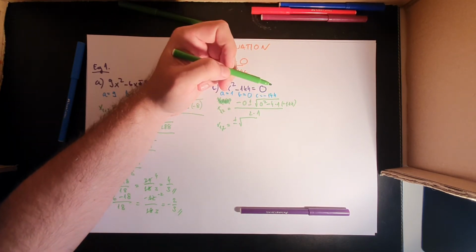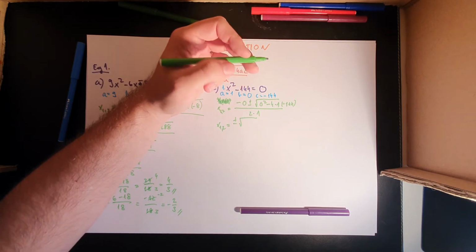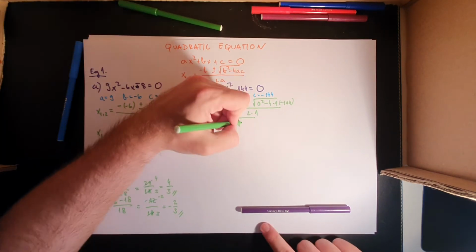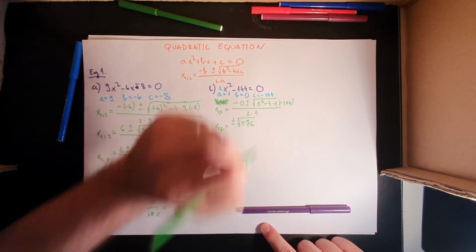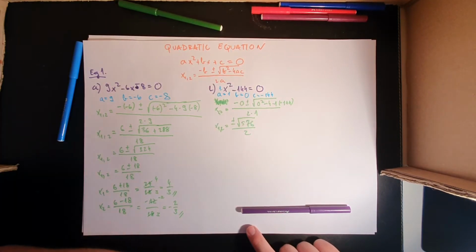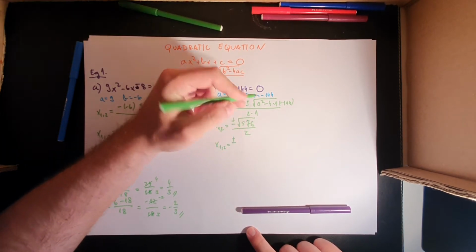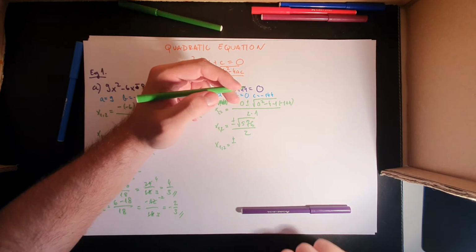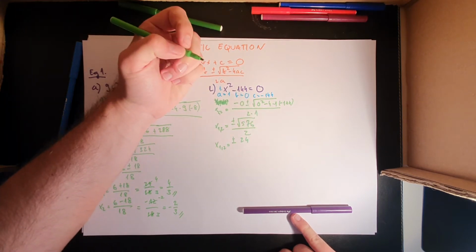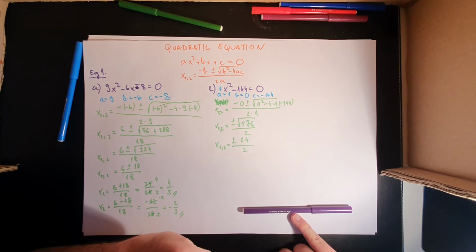4 times 144 is going to give us 576, I believe. And this is going to be over 2. Now, the following step is to see if we can root it. Plus minus the root of 576 is going to be a natural number. This is good. It's going to be 24. So we now have plus and minus 24 over 2.